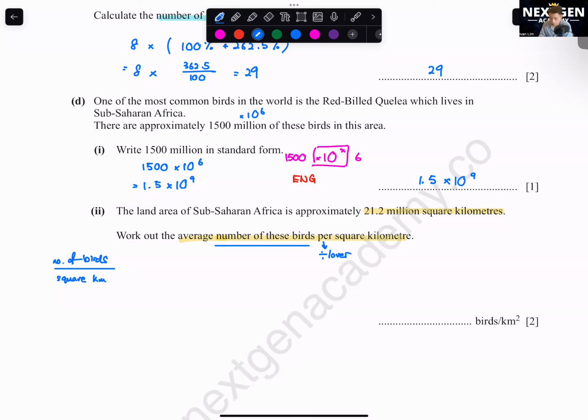So on top, we found the number of birds, which is 1.5 times 10 to the power of 9, over 21.2 million, times 10 to the power of 6, square kilometers. Just type this into the calculator. Don't make your life hard. Don't need to manually calculate it. You will get 70.75, or you can write it as 70.8, to 3 significant figures.